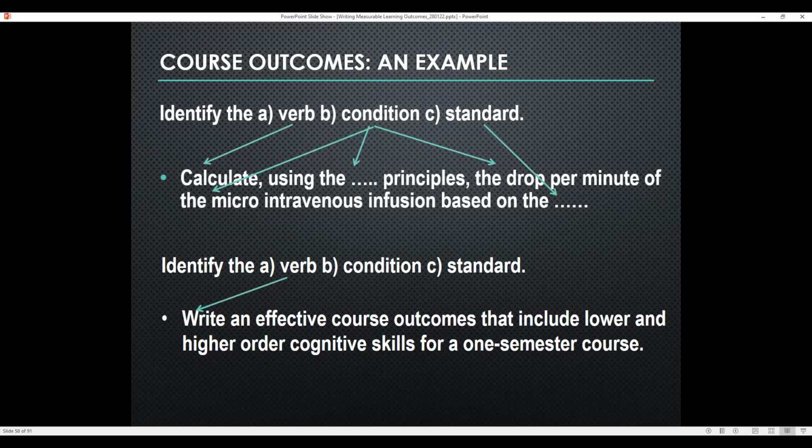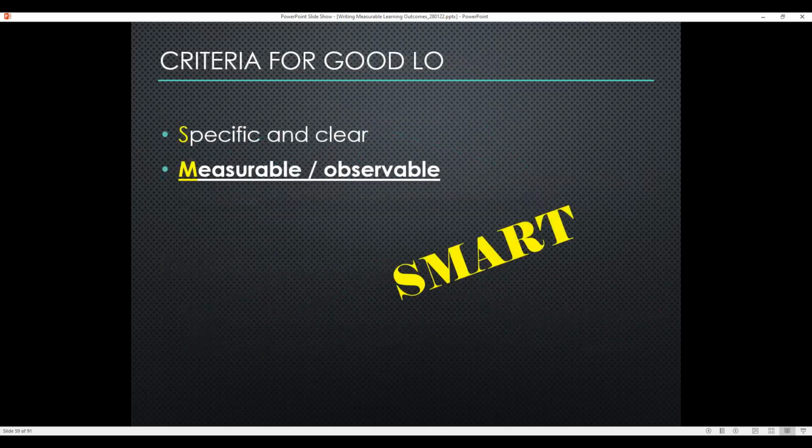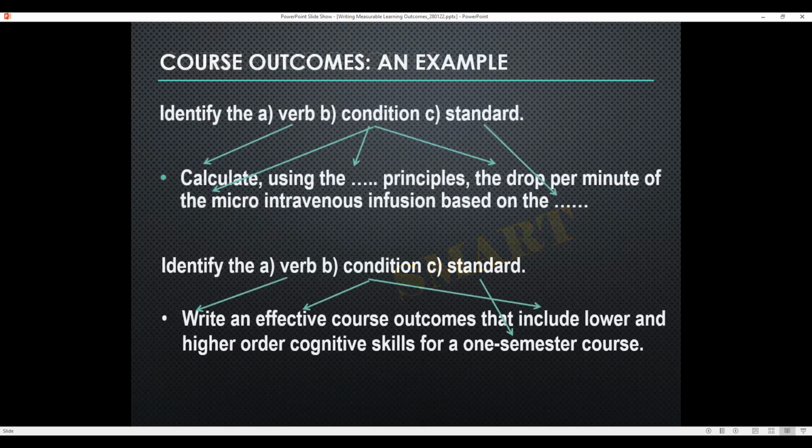Another example down here: the verb is to be able to write. What is the condition? Effective course outcomes that include lower and higher order cognitive skills, and the standard is for a duration of 1 semester. Okay? Michelle, this is the one you just mentioned earlier, is that the CLO or the LLO? This one is the CLO. Because the LLO also looks similar to this, right? It can be. The LLO is like by the end of the lesson. So sometimes it also depends on the duration. If your lesson is, say, 10 hours, then maybe you can achieve this.